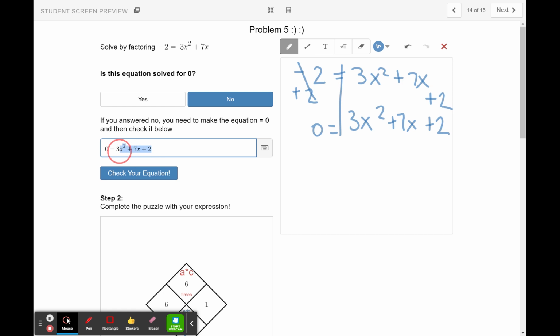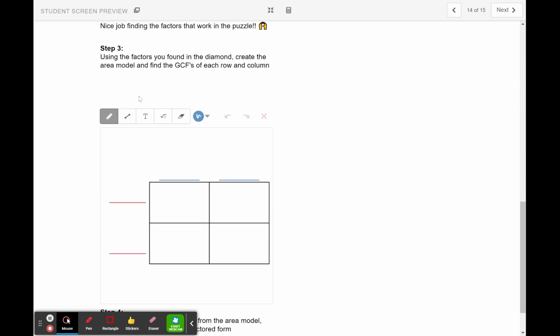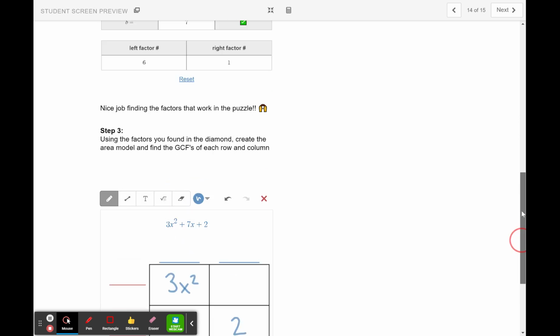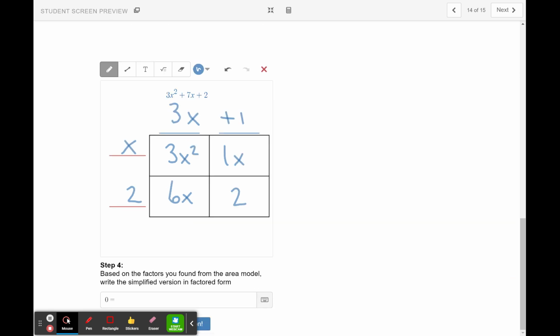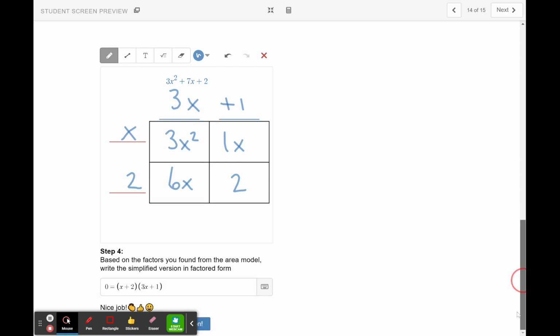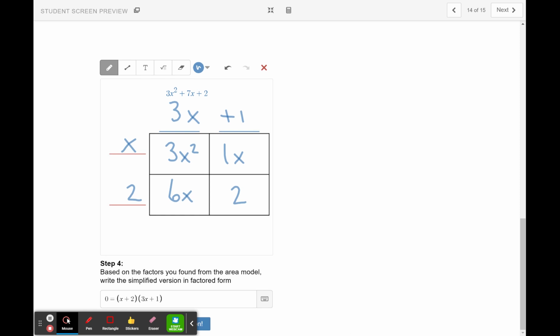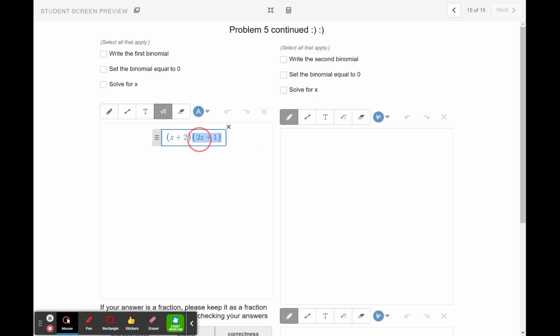So I'm going to copy and paste this so I don't forget. Scroll all the way down. Okay. First term, first box, last term, last box. My 2 terms that I found in the diamond were 6 and 1, so that's 6x and 1x. GCF of 3x squared and 1x is just x. 6x and 2 is just 2. This will get me 3x, and this will get me a positive 1. So I just found my 2 binomials. Let's confirm. All right, fantastic. So what I'm going to do, just like I've done before, I'm going to copy those 2 binomials. And you don't have to copy and paste, you can just flip back and forth. Just separate them. It does not matter which one goes first.